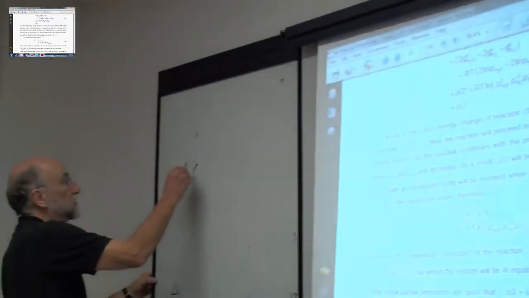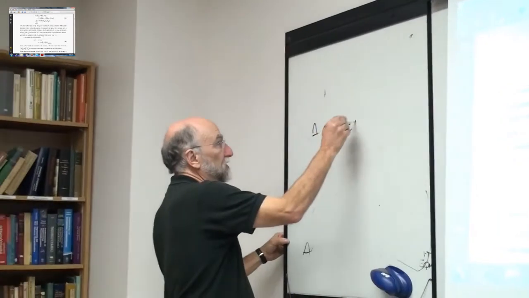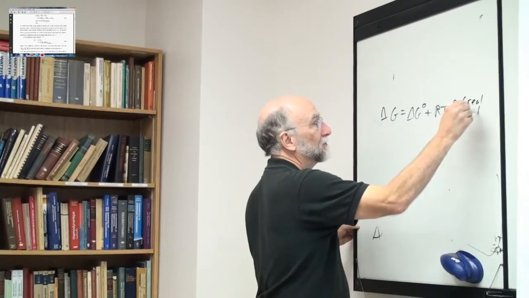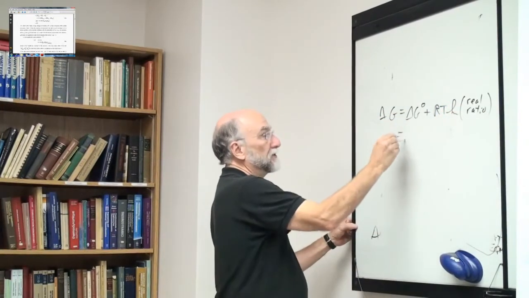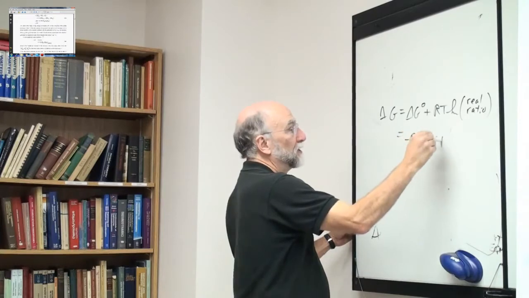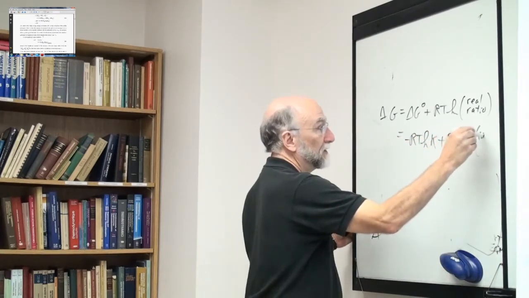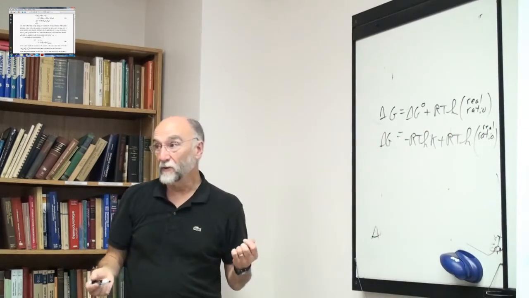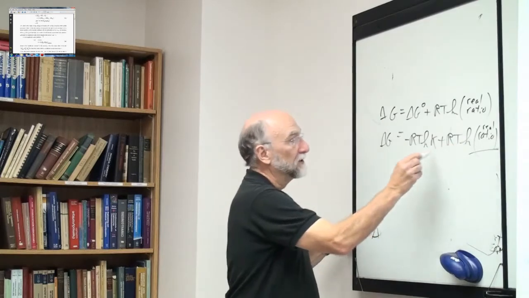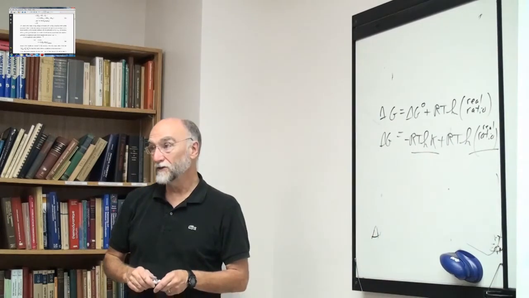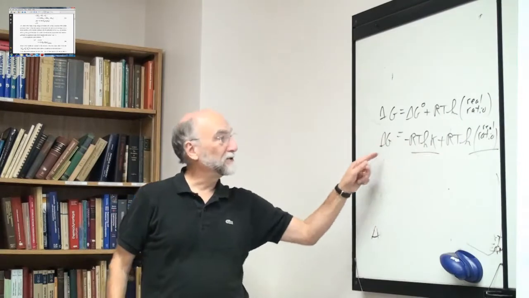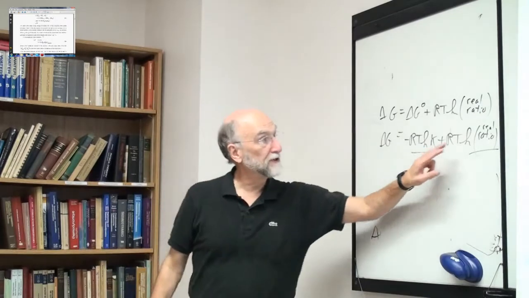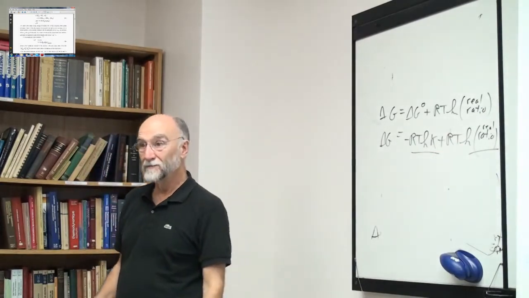So I could also write, of course, that delta G is delta G naught plus RT log of the real ratio. But delta G naught is minus RT log K, so this is minus RT log K plus RT log of the real ratio. Simply another way of looking at it: RT log of the actual ratio minus RT log of the equilibrium ratio. When the actual ratio is equal to the equilibrium ratio, delta G will be 0. Delta G then is the driving force. It tells you the distance you are from equilibrium.